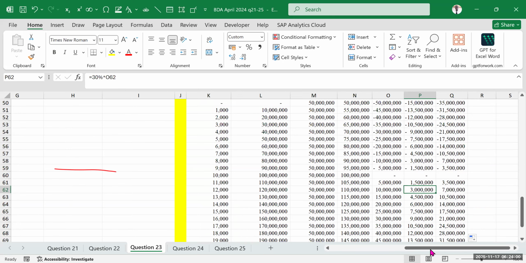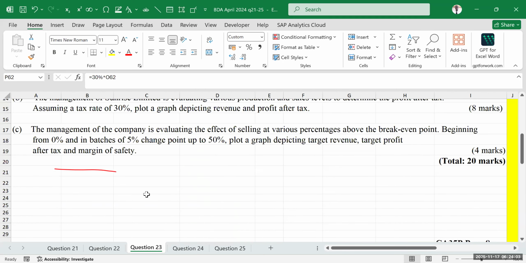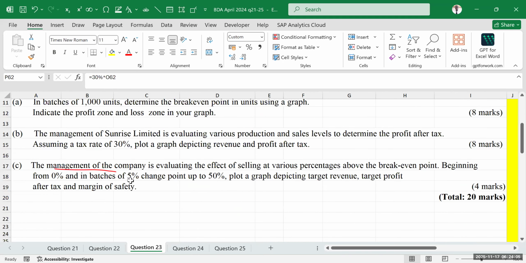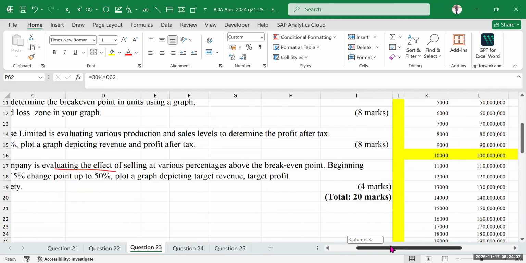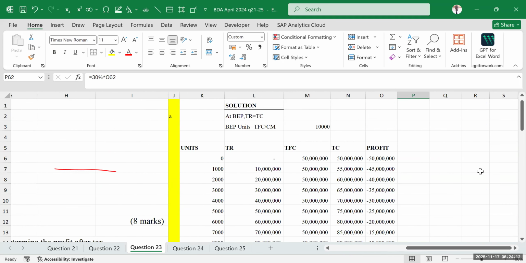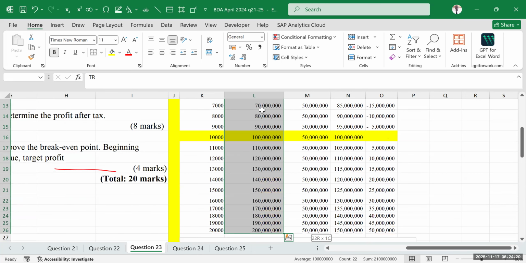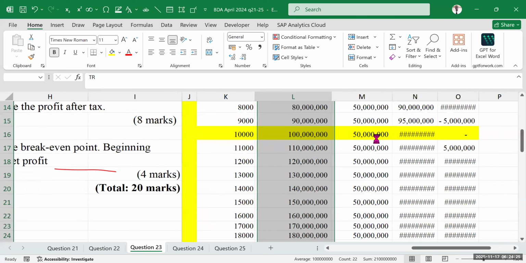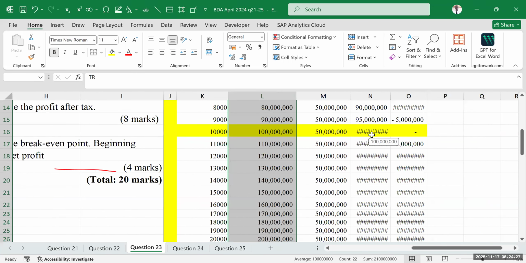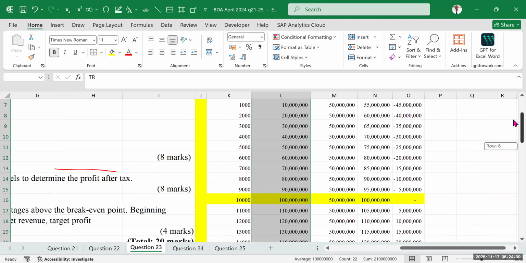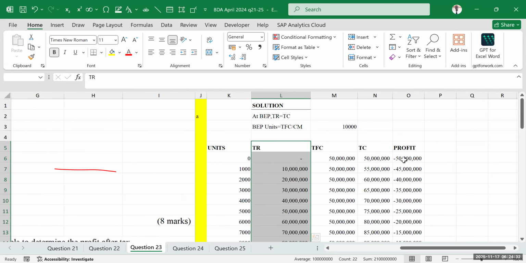Now look at what they want us to present, the variables. The variables to plot are revenue and profit after tax only. So what do you do in that case? Come and highlight the revenue column. How do you highlight? Hold on Control Shift down arrow. Then as you hold on your control, you come back and click on profit after tax. Which one did I highlight?